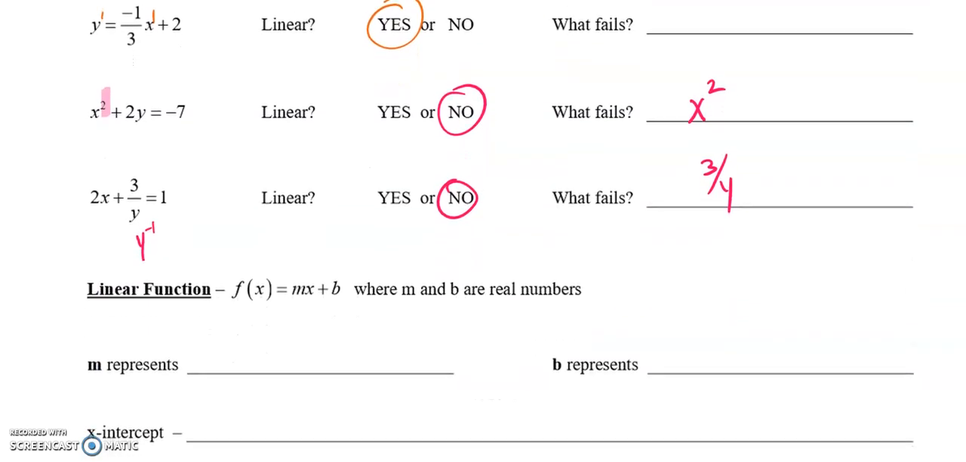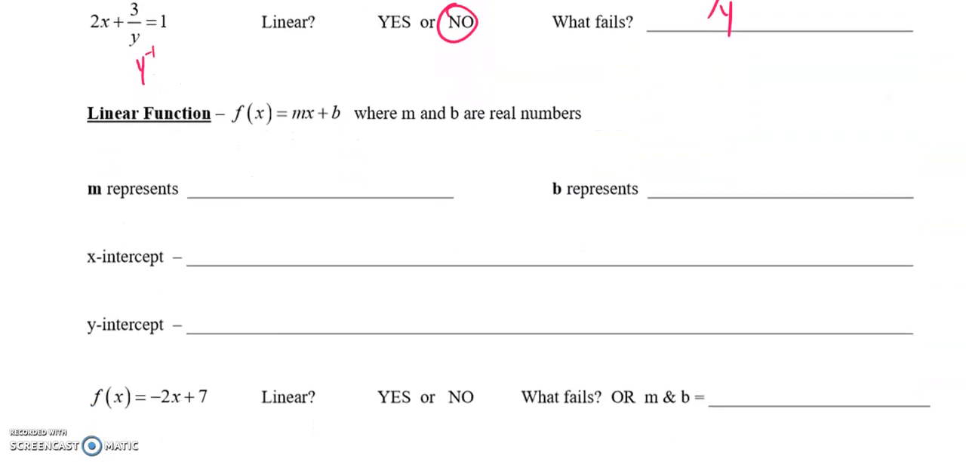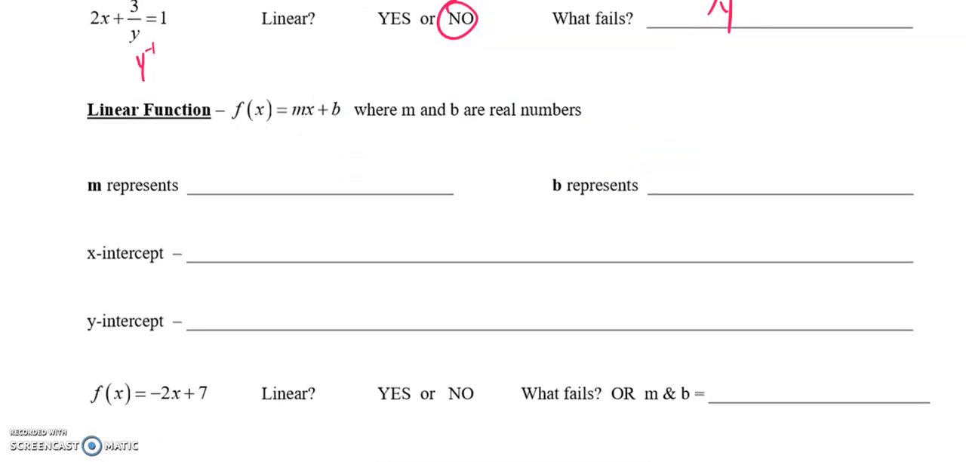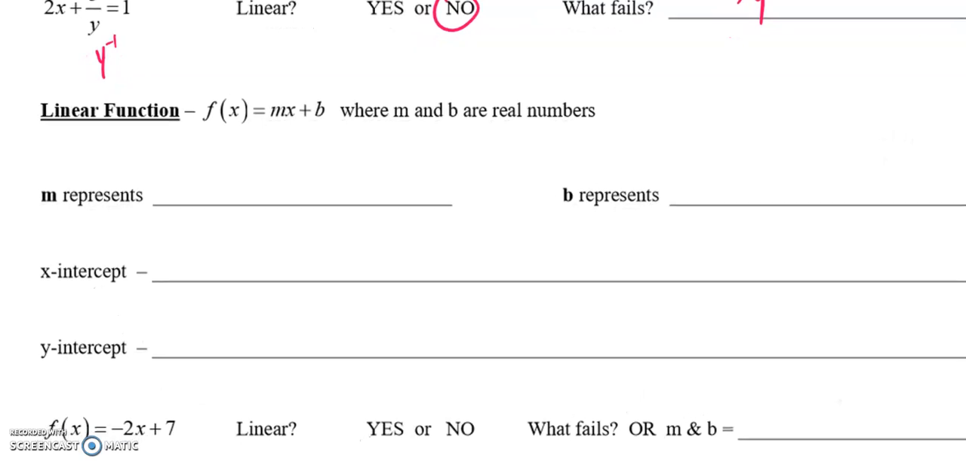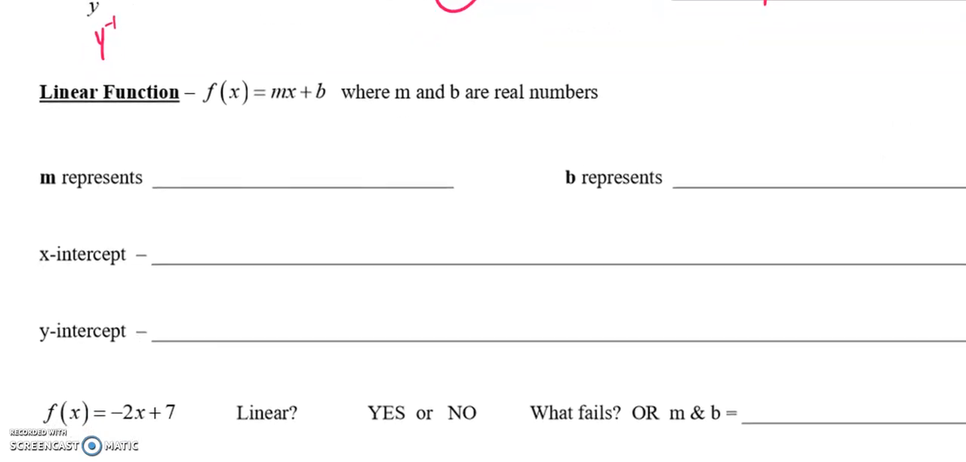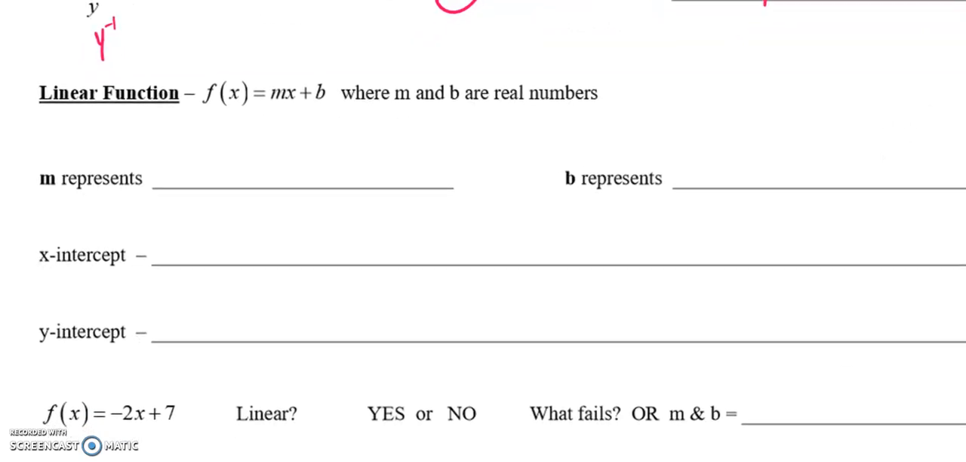A linear function: f of x equals m times x plus b, where m and b are real numbers. So we define a linear function to look like this. F of x, remember that's our function notation, equals m times x plus b, where m and b are real numbers. What does m represent? M represents the slope. And what does b represent? B represents the y-coordinate of the y-intercept.